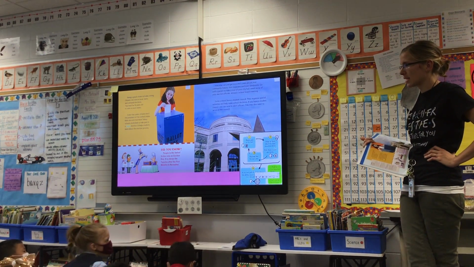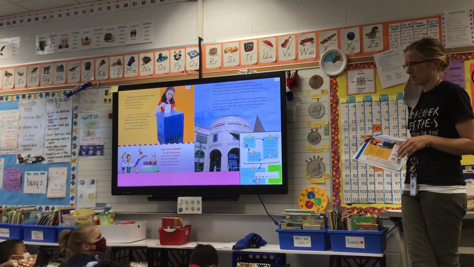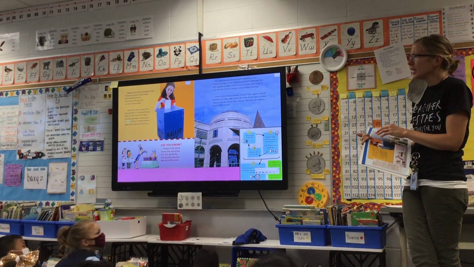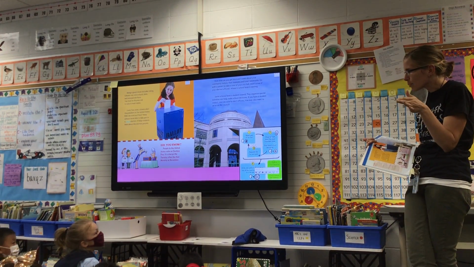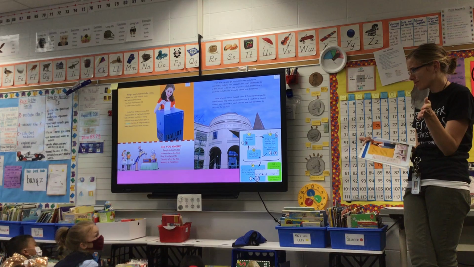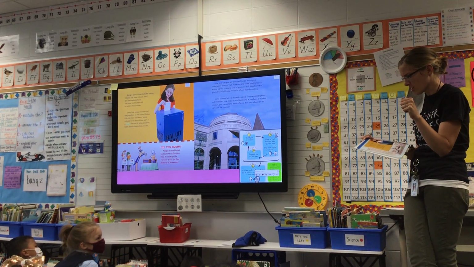So mock means like it's fake. It's a make-believe election. Or it's similar to the real election except it's for kids. So we're not voting for president. We're just voting for someone in our school to be school president.